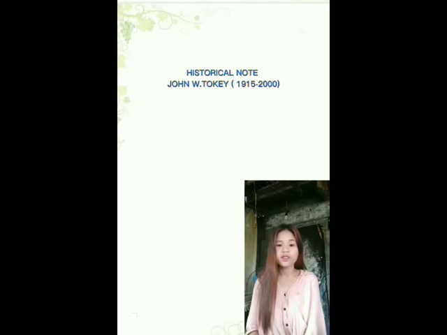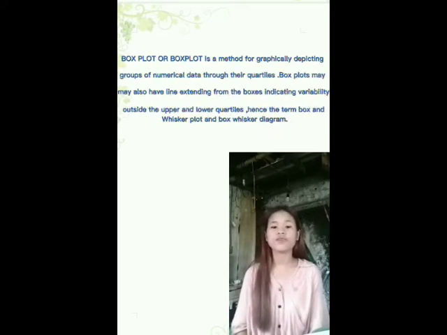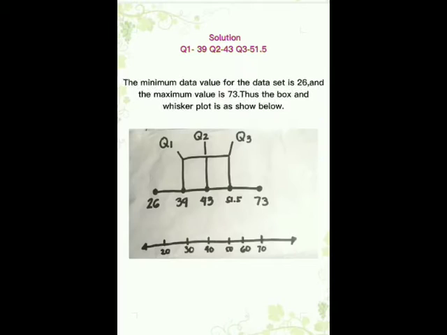Historical note: John W. Tukey, 1915 to 2000, made many important contributions to the field of statistics during his career at Princeton University and Bell Labs. He also invented box plots when he was working on exploratory data analysis. A box plot is a method for graphically depicting groups of numerical data through their quartiles. Box plots also have lines extending from the boxes, indicating variability outside the upper and lower quartiles.